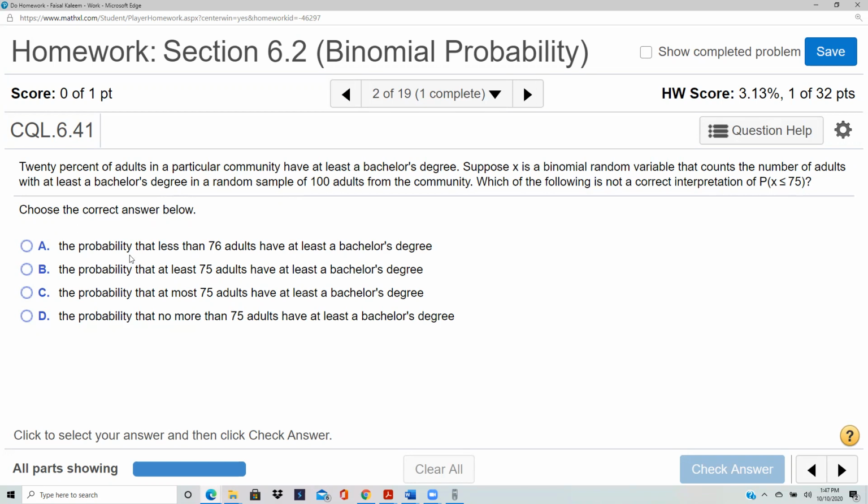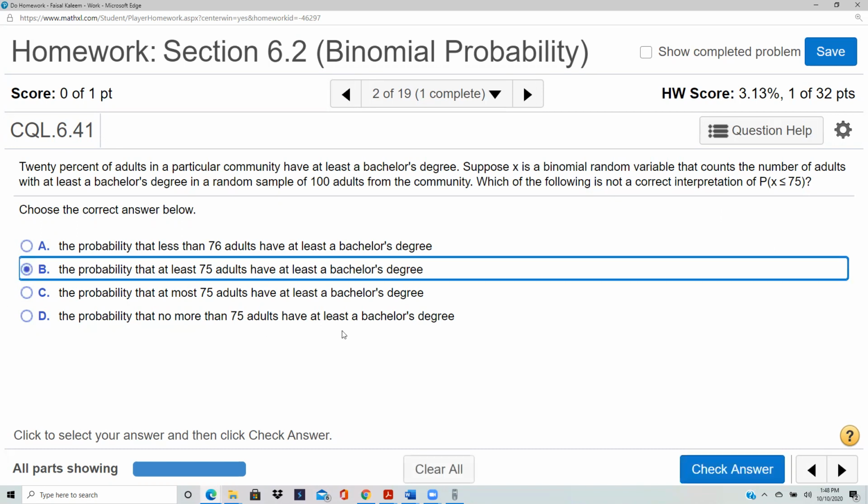And let's see, this says the probability that X is less than 76. Okay, so less than or equal to 75 is the same as less than 76. We know that. The probability that at least 75, no. At least 75 means 75 or more, whereas this is saying 75 or less. So this is not a correct interpretation. But let's look at the other two also.